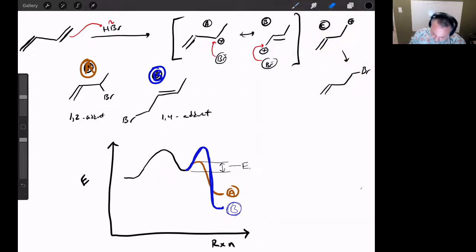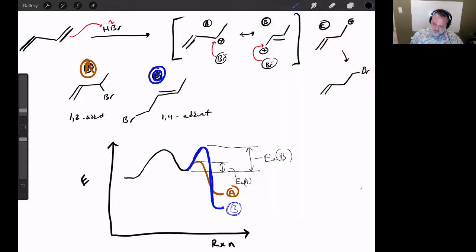Erase this one. And this one is the activation barrier that leads to B. So the activation barrier that leads to B is bigger because from experimental evidence we know that A forms faster. So it must have the smaller activation barrier.